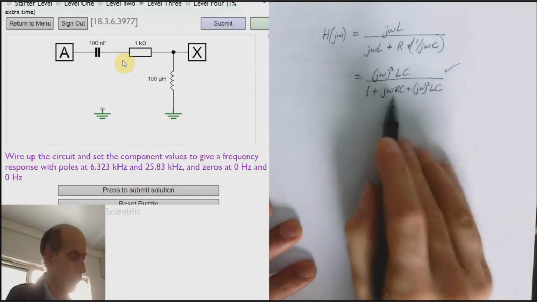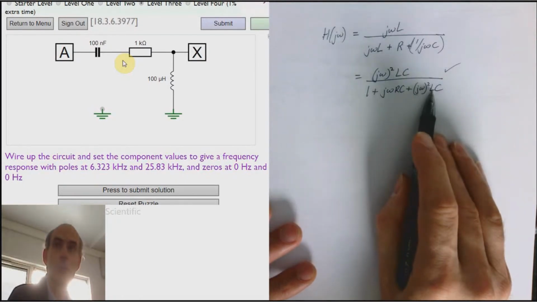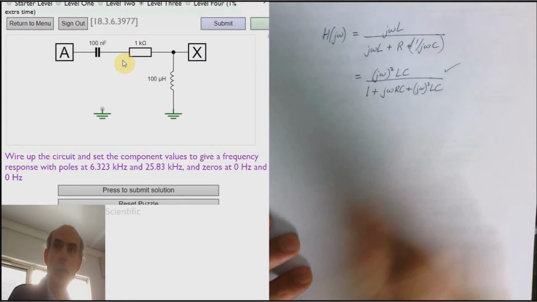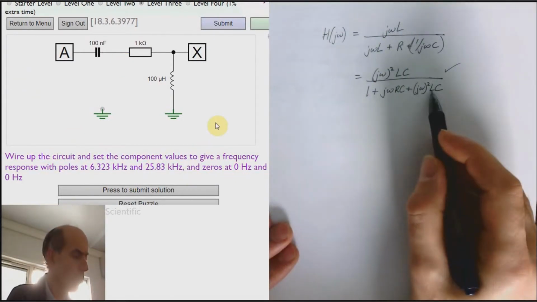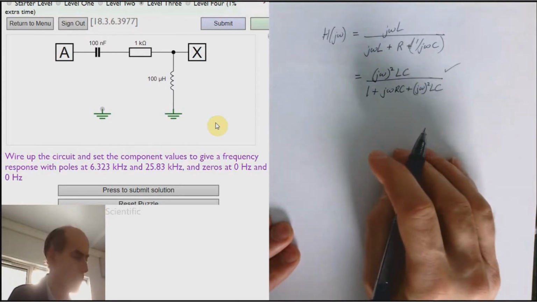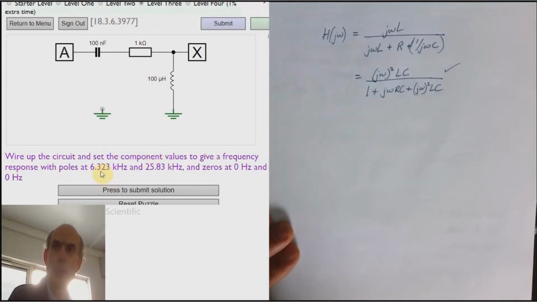Now, we need to find the values of the resistance and the capacitance and the inductance to put the two poles in the correct place. Now, we've actually got 1 degree of freedom spare here. We've got three components that we can choose the values of, but we only have two constraints on the values of those components. And that means that we are free to choose the value of one component to be anything we like. We then have to work out the value of the other two components in relation to that known component.